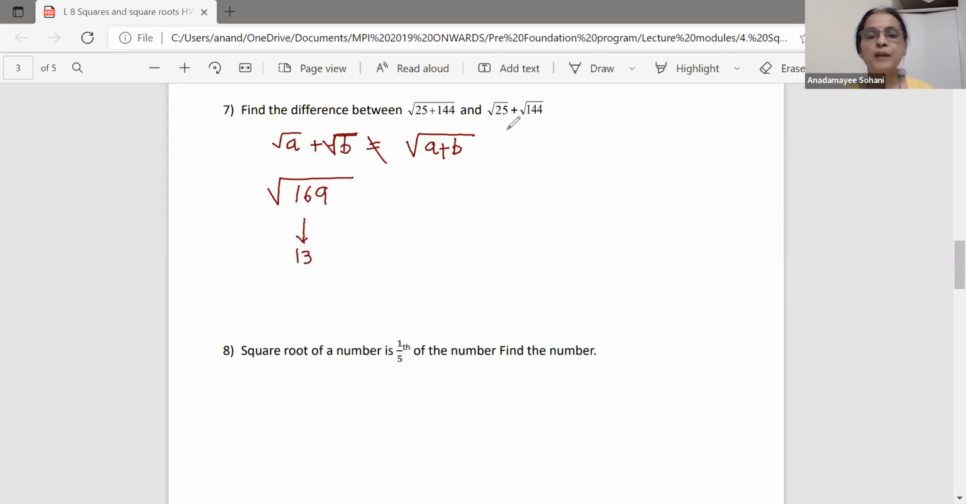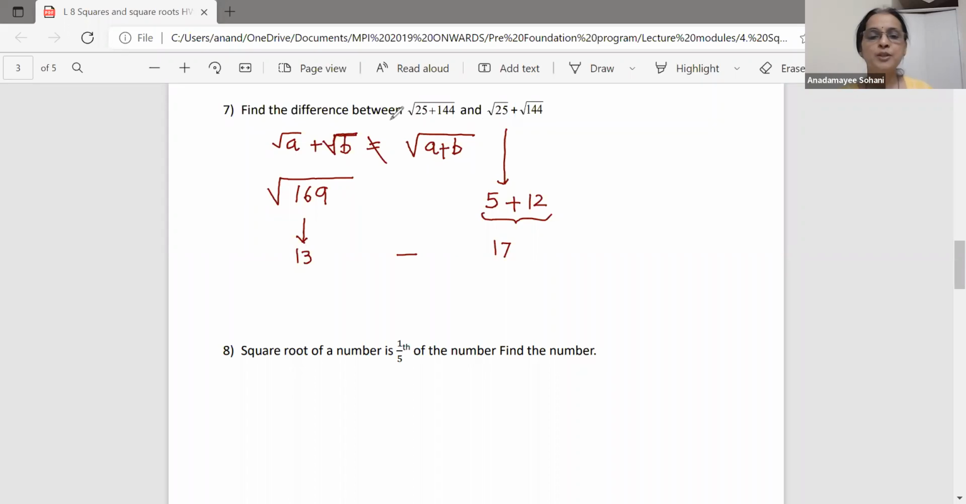And if I do it separate, square root of 25 is 5, square root of 144 is 12, and sum of that is 17. So once again, we have demonstrated that square root of a plus square root of b is not equal to square root of a plus b. And what are they asking? The difference in these two values.